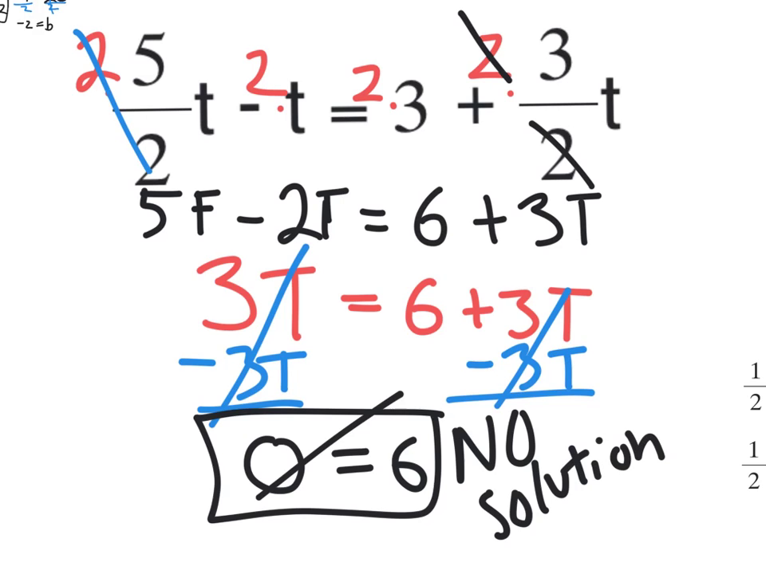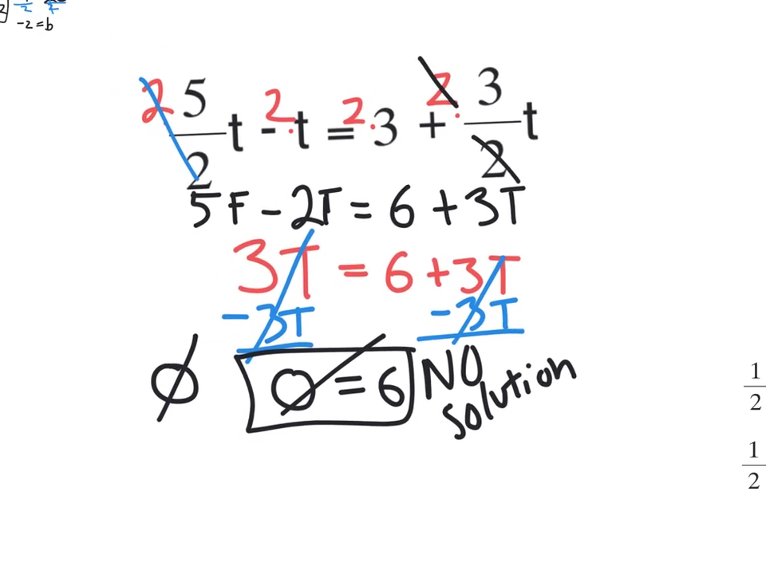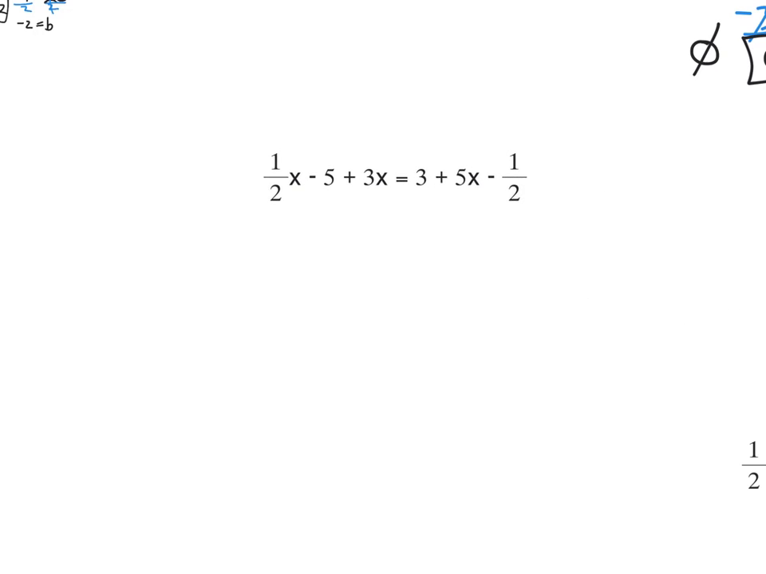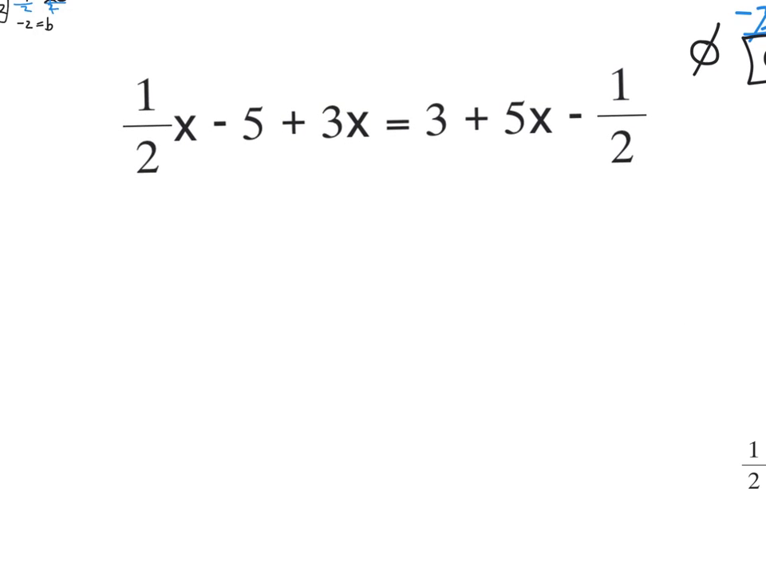And instead of writing no solution on tomorrow's quiz, which might be a test, you could just do the symbol of a circle with a line right through it. Okay? So if you don't want to waste space by writing no solution, just put a circle with a line right through it. Let's move on to one more problem where we have fractions. This one's fun. We could do this one several ways.